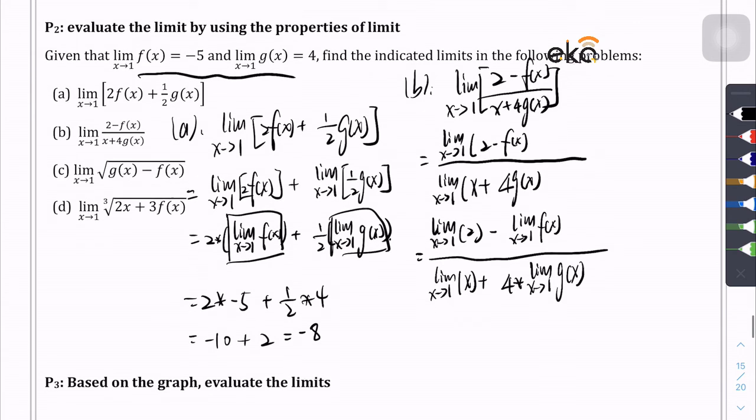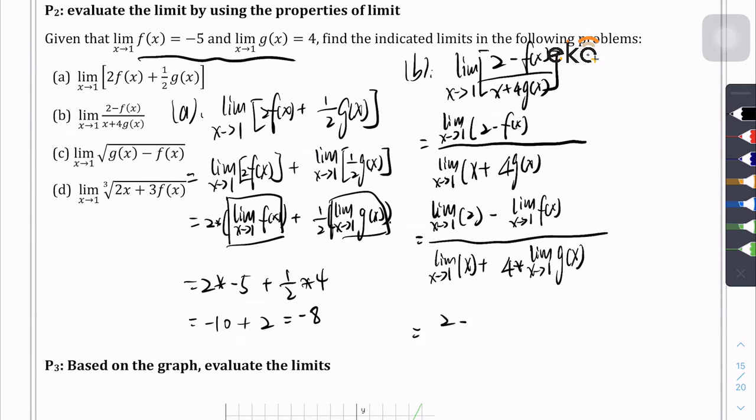Then we put the numbers in, which is 2 minus negative 5 over 1 plus 4 times 4. So this is 16, 17, 10 over 17. Sorry, 7 over 17.